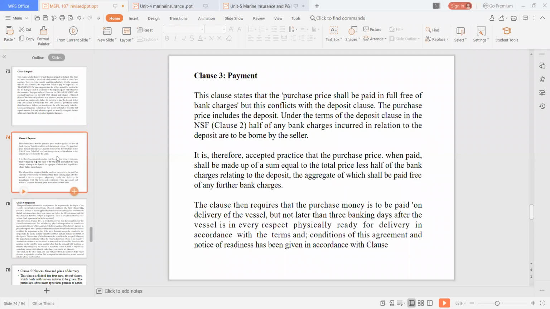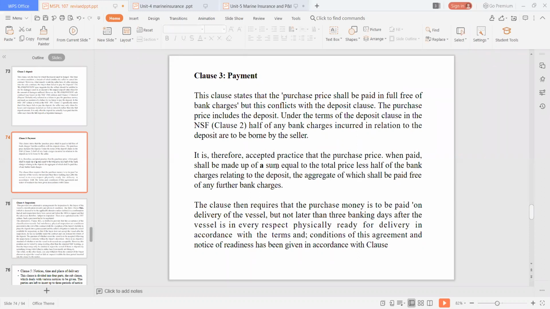Clause 3, payment. This clause states that the purchase price shall be paid in full free of bank charges, but this conflicts with the deposit clause. The purchase price includes the deposit. Under the terms of the deposit clause in the NSF, that is clause 2, half of any bank charges incurred in relation to the deposit are to be borne by the seller.